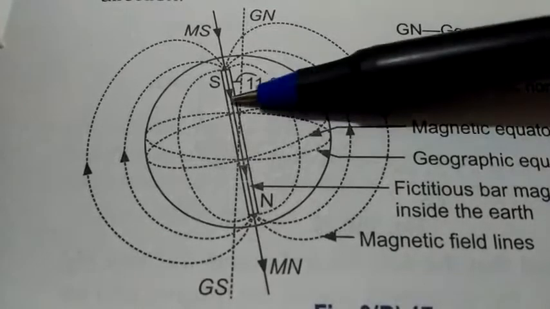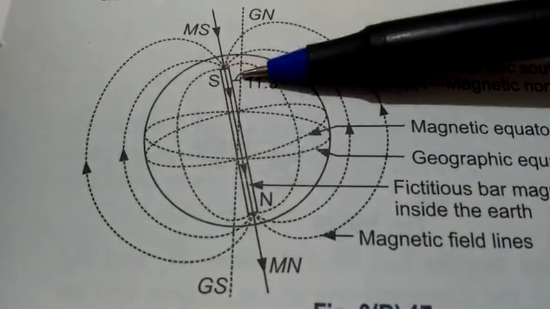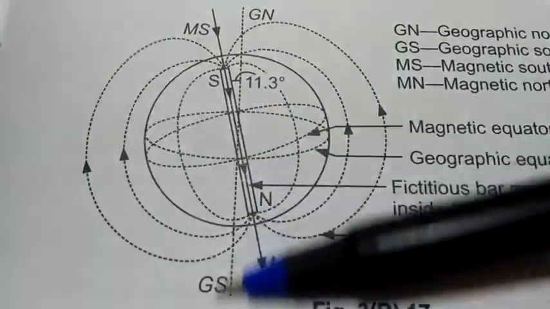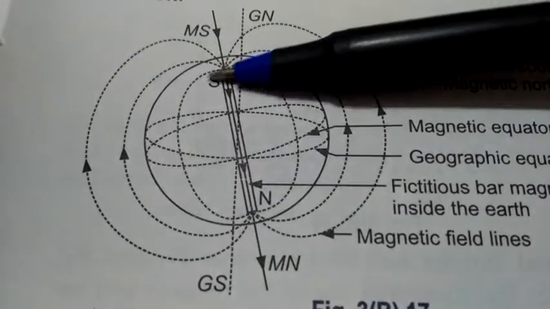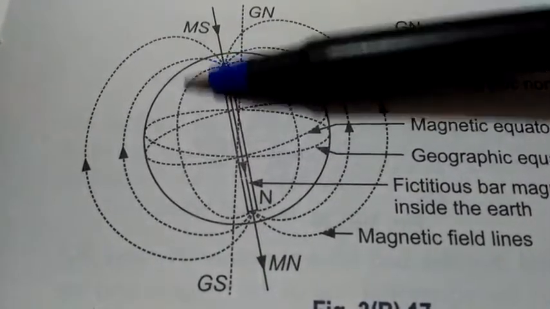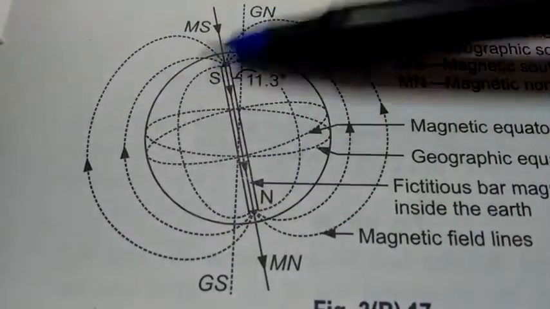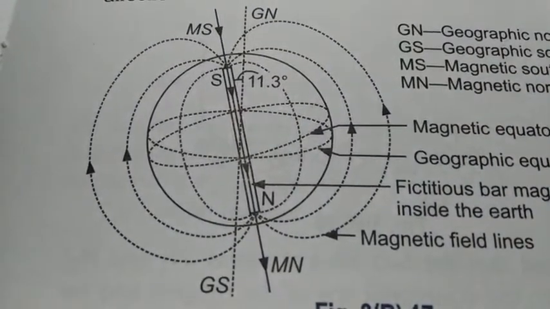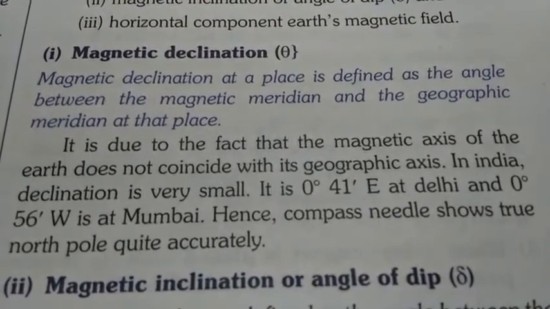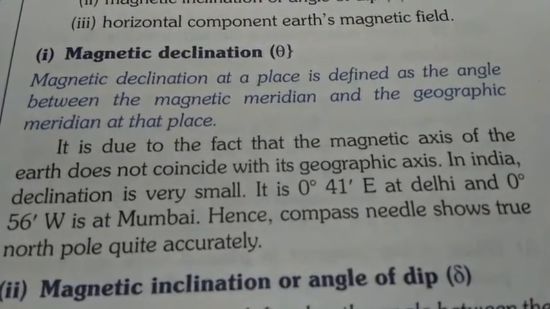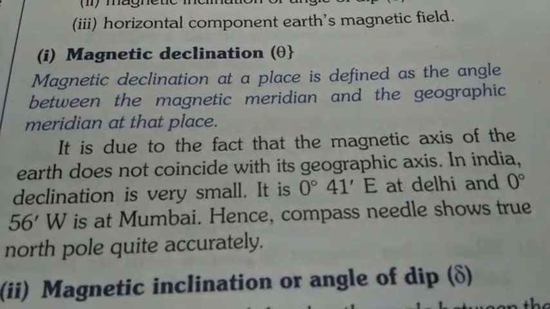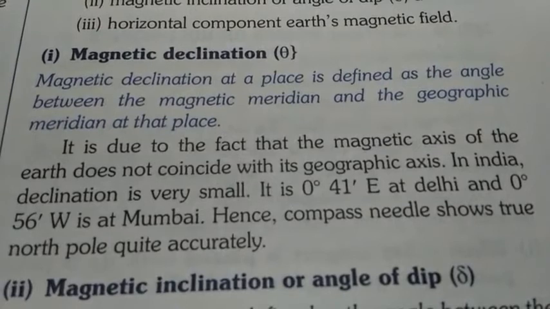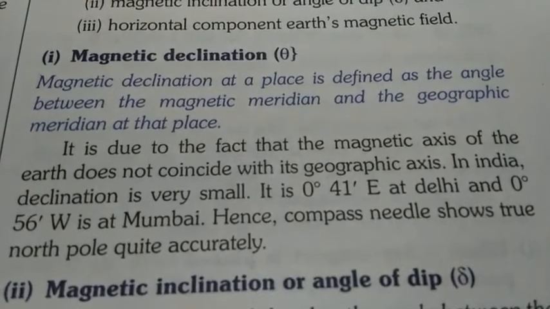As we have already seen, these two lines are making an angle with each other; they are inclined. This is the geographical north pole and the south pole is a little bit inclined this side. So the two surfaces which we have imagined as meridians will also be making an angle with each other, and that angle is called the magnetic declination. It is due to the fact that the magnetic axis of the earth does not coincide with its geographical axis, which we have already discussed.